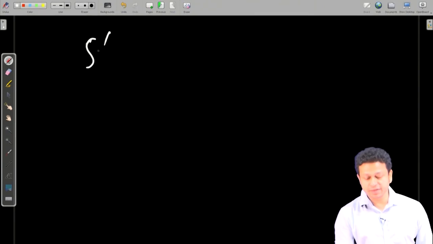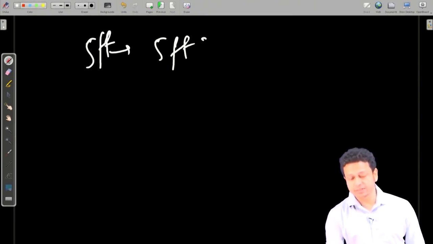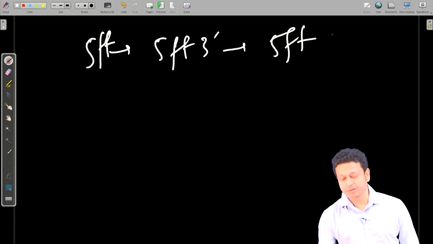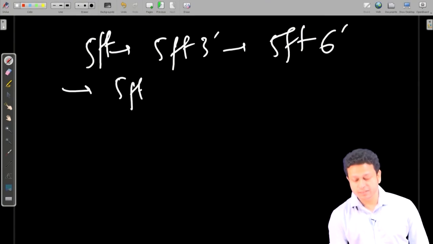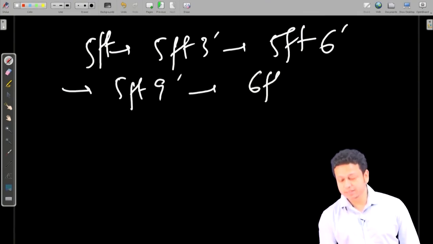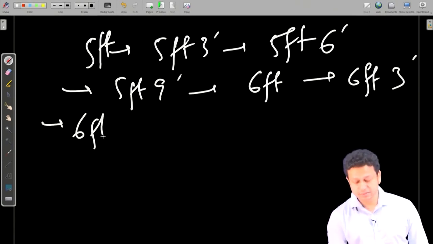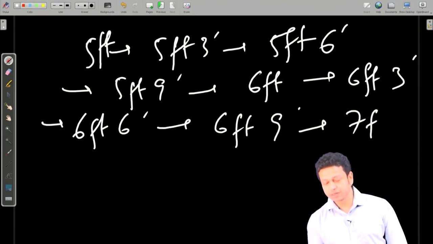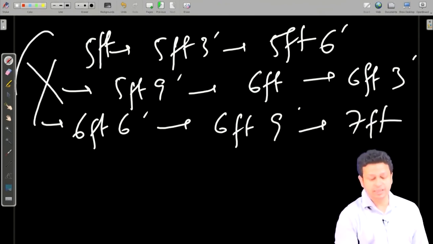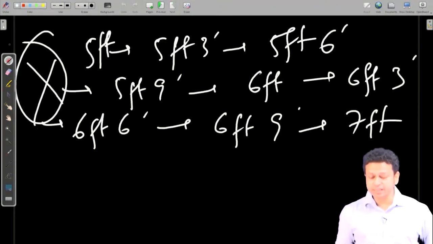Or on the other side, if someone's father is 5 feet, it is not likely his son is going to be 5 feet 3 inch, 5 feet 6, and across generations it is not going to be 5 feet 9 inch, 6 feet 3 inch, 6 feet 6 inch, 6 feet 9 inch, 7 feet. We are not going to see this kind of situation.